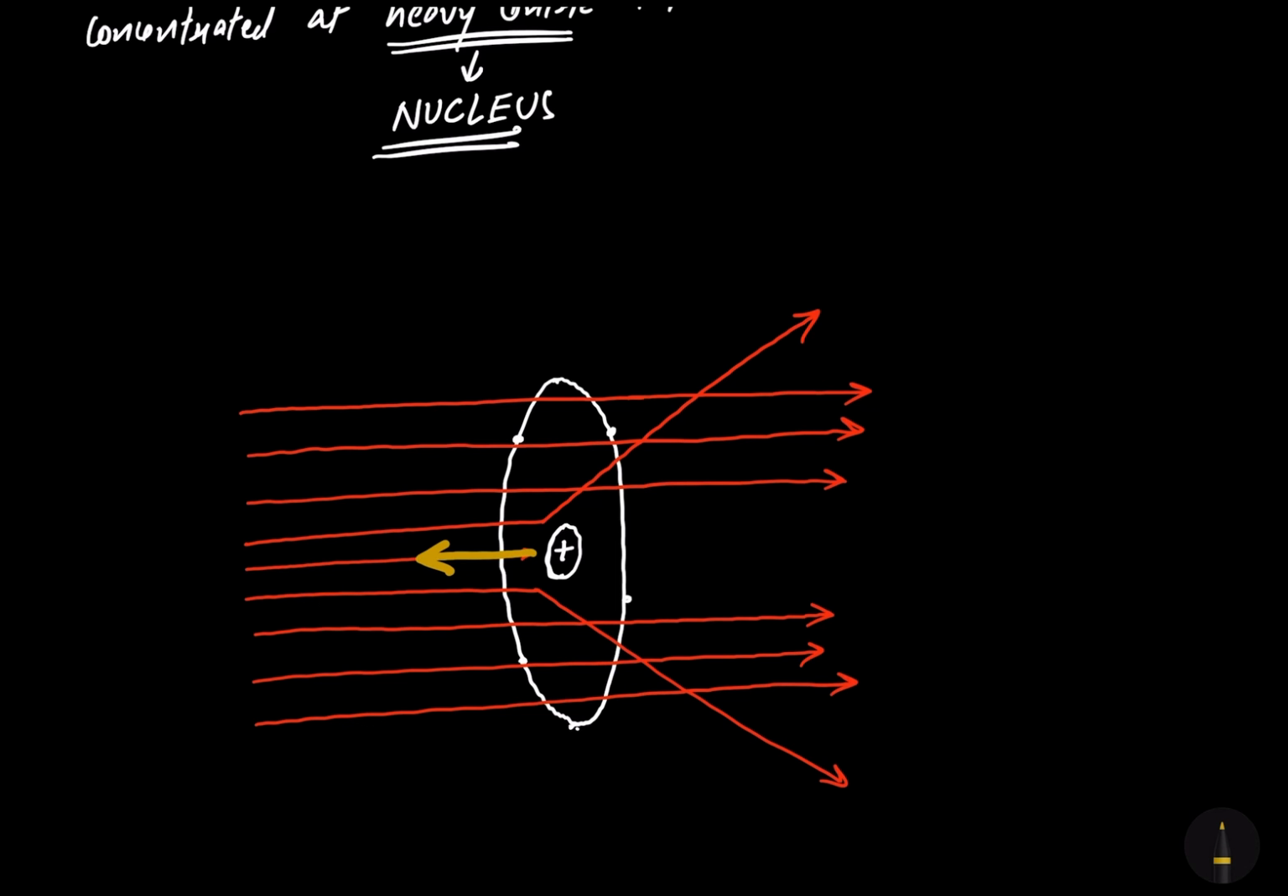So that proves the presence of nucleus. That is, all the positively charged particles are concentrated at a heavy center called nucleus. That means all the positive particles, that is protons, are concentrated at a heavy center called nucleus. So this was the alpha particle experiment that confirmed the presence of nucleus.